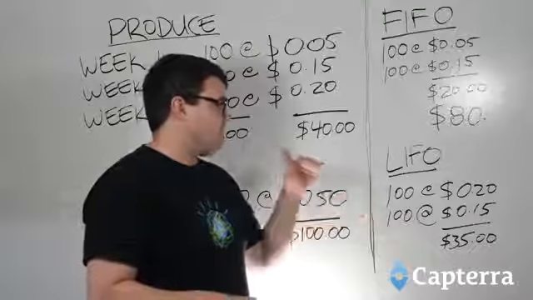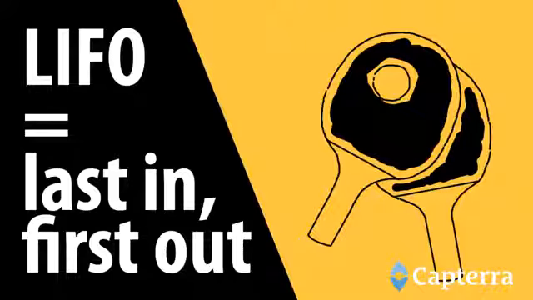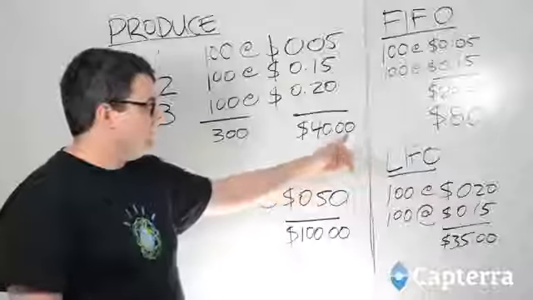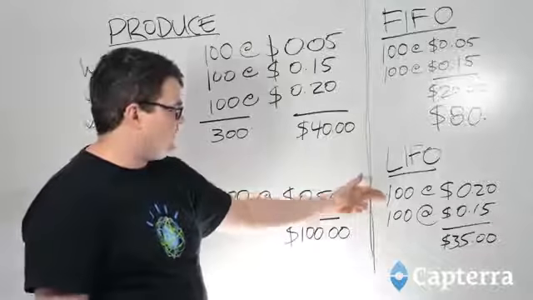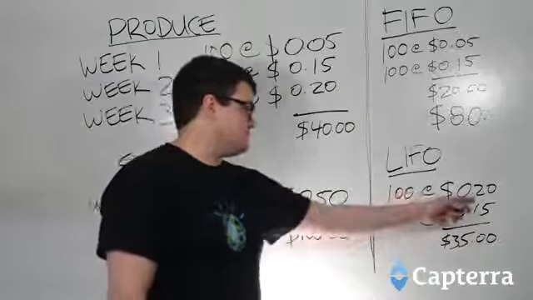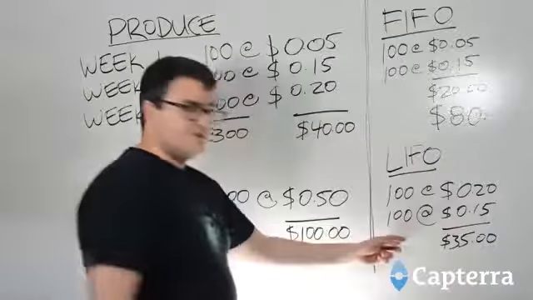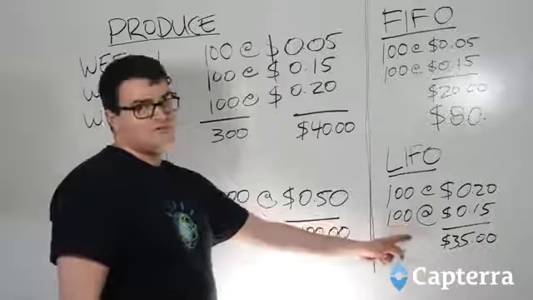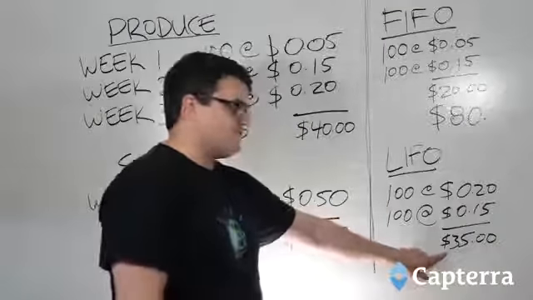Now, the other way you can do it is you can say that the things that you made last are the things you sold. That's what LIFO does for you. So with LIFO, you have made 200 ping pong balls worth of sales. The first 100 you sold were at 20 cents, those are the last ones you made. And then the next 100 you sold were at 15 cents, the second to last ones you made. That means that you sold $35 worth of raw material.